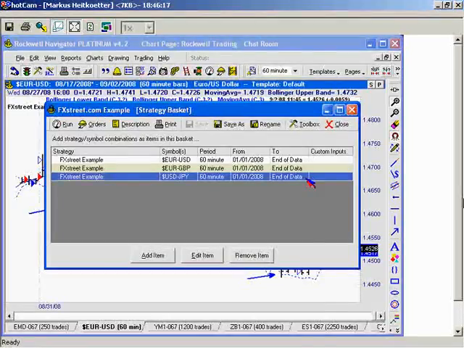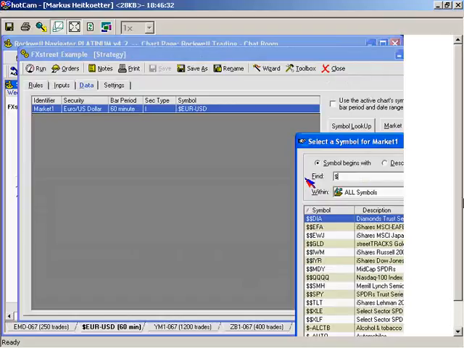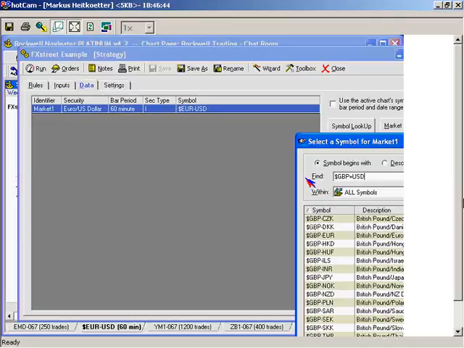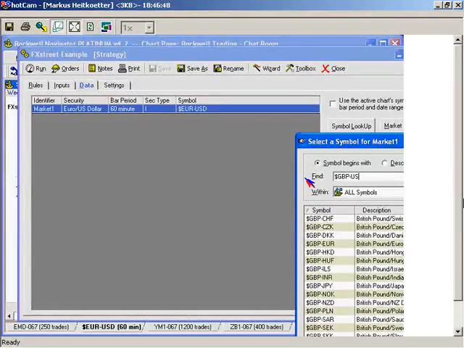If you're going to the British pound, so what did we choose? We chose the GBP versus the USD, or USD versus GBP. GBP, here we go, versus USD. Can I type this morning?